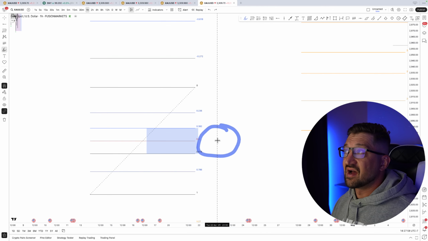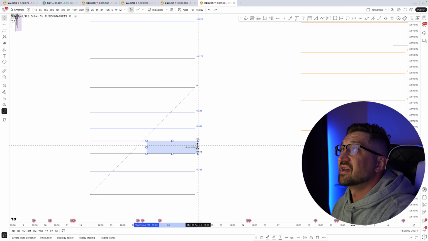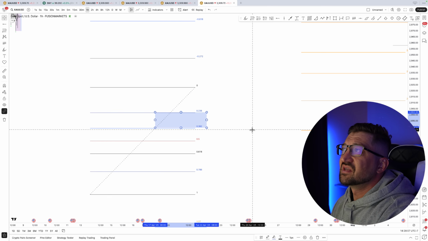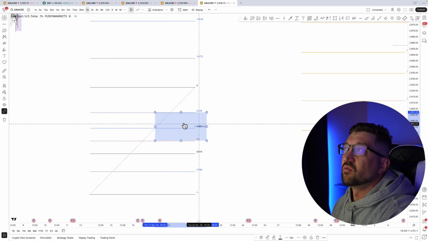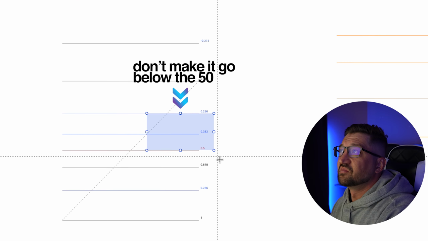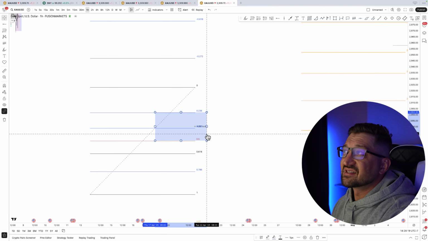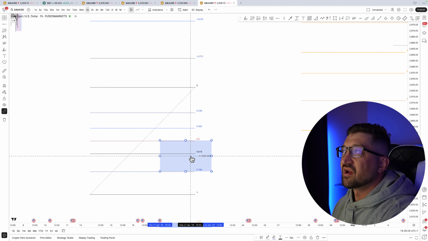So that's one example. The next example is the market's really trending, let's say, and we're reacting somewhere in this vicinity. In this case, I would expect a reaction from the 236 to the 50. I don't really want to see it come below the 50. If it comes below the 50, the rhythm is violated. And then obviously the last example is we're reacting below the 50. I want to see the price react here.